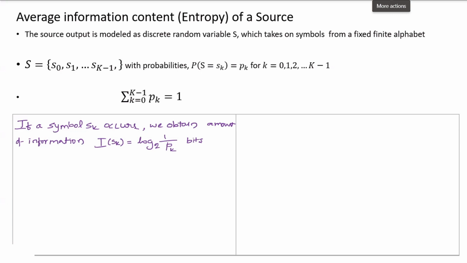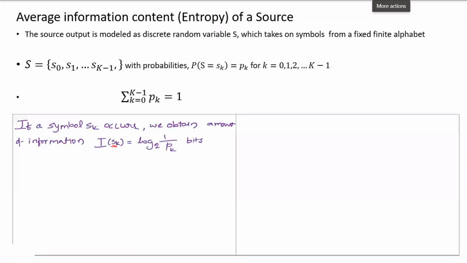Now, if one of the source symbols sk occurs, we obtain an amount of information about this symbol as log to the base 2 of 1 upon pk. So if the symbol occurs, we gain log 1 upon pk to the base 2 bits of information about this symbol. If the symbol sk occurs, we get log 1 upon pk to the base 2 bits of information.